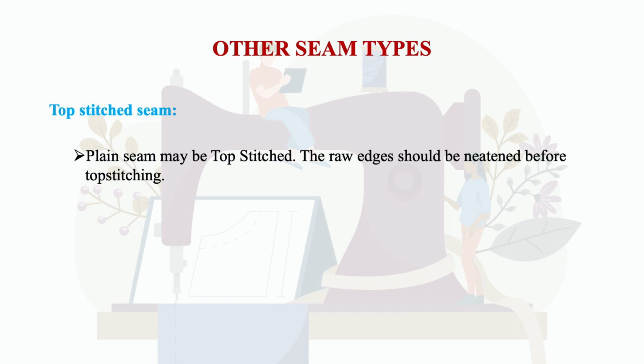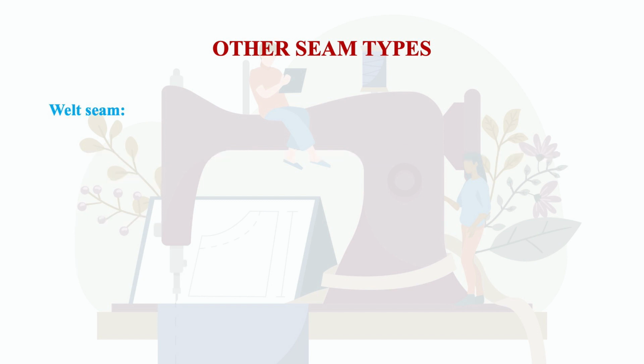Then we do the top stitched seam. This is a type of plain seam. When we do a single stitch or a plain stitch seam on the fabric and then do over stitching on that particular seam, it is called top stitching. The raw edges should be knitted before top stitching. And there are two types of top stitching: single top stitching and double top stitching.